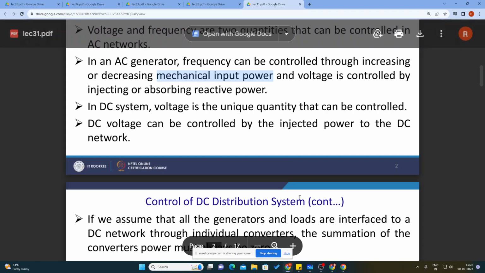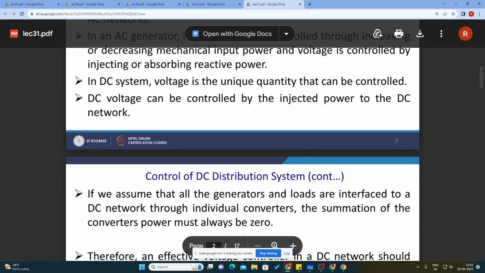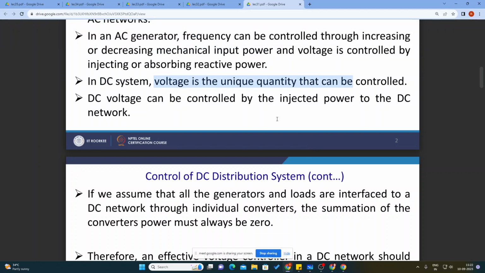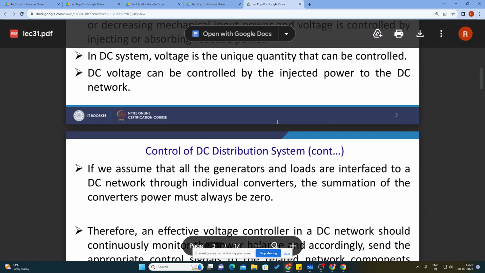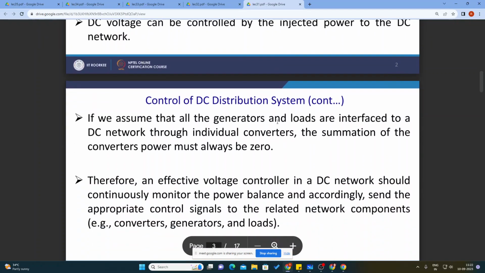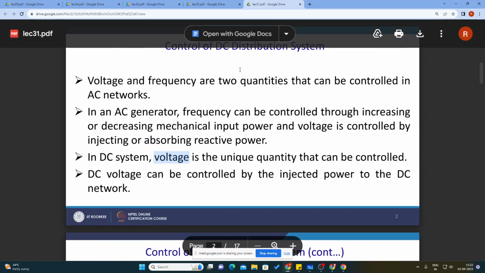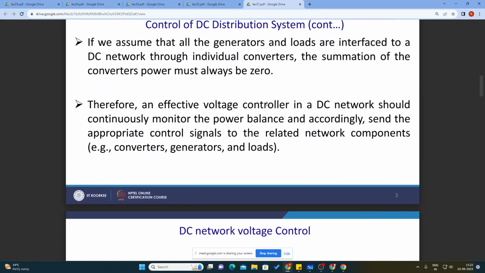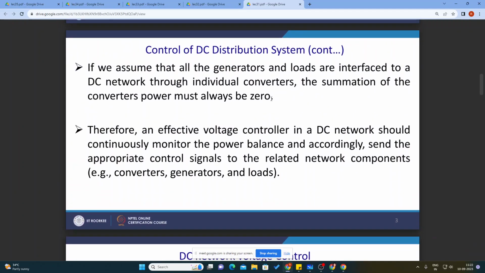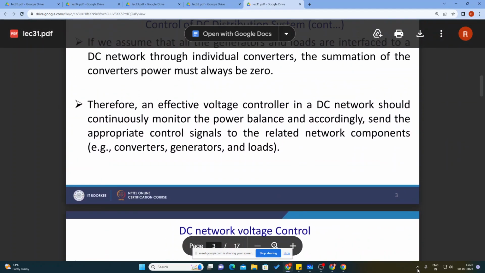Now, in a DC system, what happens? As I told, voltage is the only unique quantity that has to be controlled. So there is nothing known as reactive power in a DC system. So the active power only controls the voltage. So this is the basic difference between an AC and a DC system. Now, these DC systems are connected through inverters.